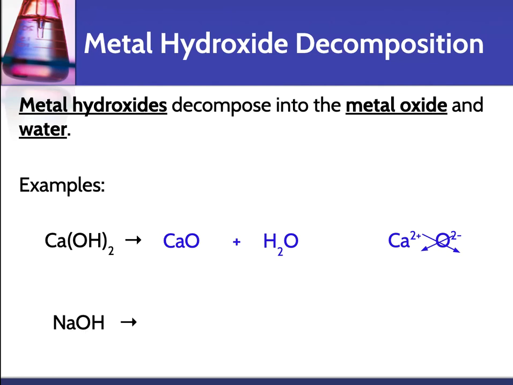One more example, sodium hydroxide. Now we've got sodium with a charge of +1, oxygen 2-, cross them over, Na2O plus H2O. This one is not balanced. Okay, we need 2 sodium, and then we're good to go. So those are the 4 different types of decomposition reactions you'll need to be able to identify and predict the products for.